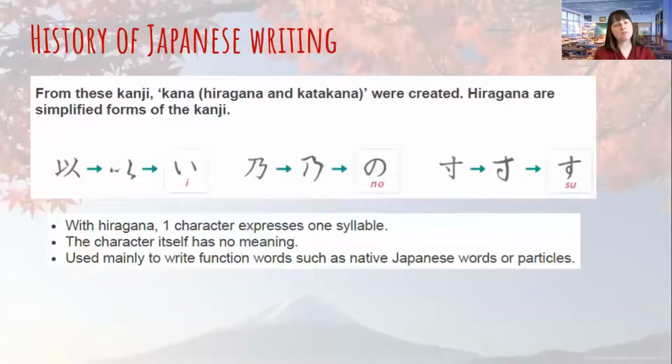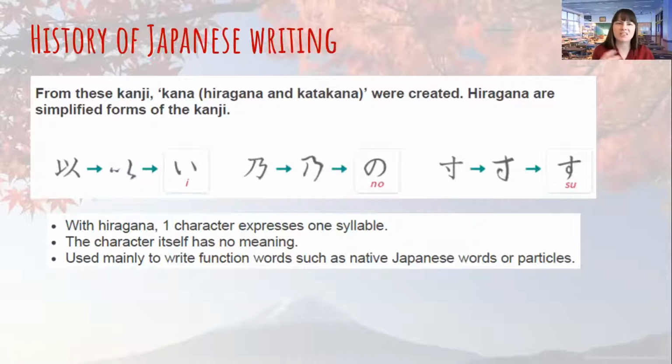Well, the Japanese writing has 2 more systems. I said that before. It has hiragana and katakana. You might have seen them before. They're much simpler characters than the kanji. And the other difference is they don't carry any meaning. They work a bit like letters in English. Sometimes they can represent a single sound like i. Sometimes they represent a whole syllable like no, su. And they are often used for Japanese words.